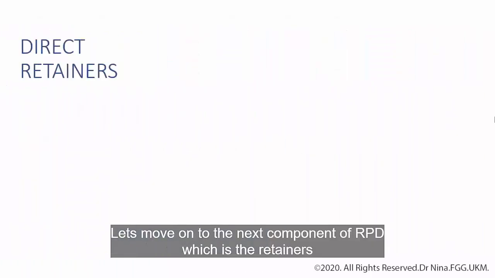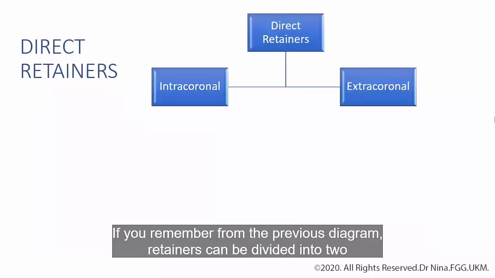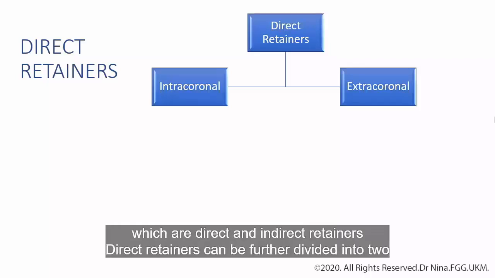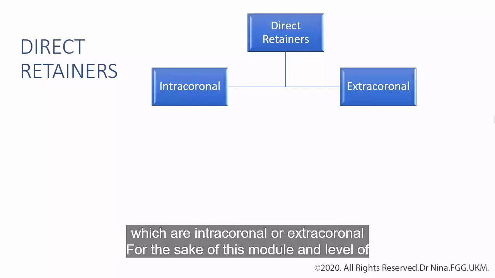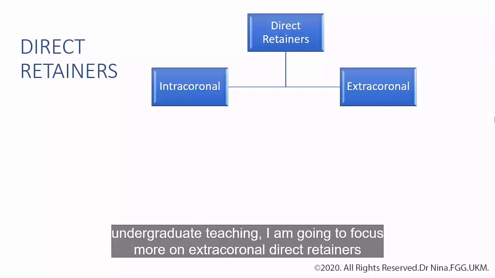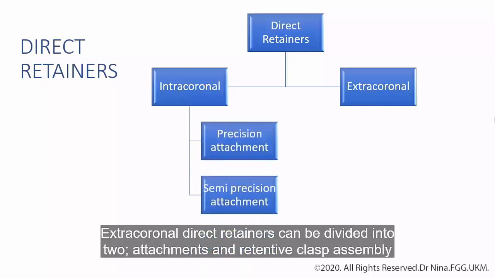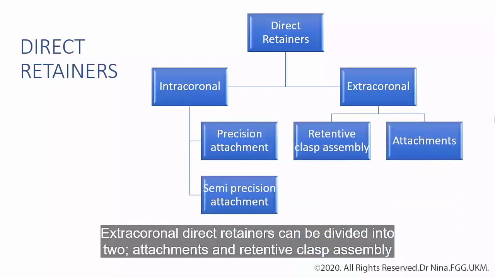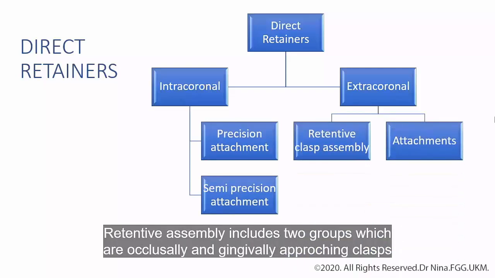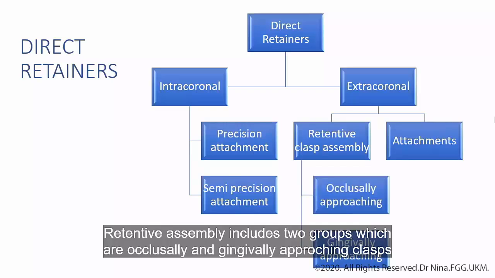Let's move on to the next component of RPD, which is the retainers. If you remember from the previous diagram, retainers can be divided into two, which are direct and indirect retainers. Direct retainers can be further divided into two, which are intracoronal or extracoronal. For the sake of this module and level of undergraduate teaching, I'm going to focus more on the extracoronal direct retainers. Extracoronal direct retainers can be divided into two: attachment and retentive clasp assembly. Retentive assembly includes two groups, which are occlusally approaching and gingivally approaching clasps.